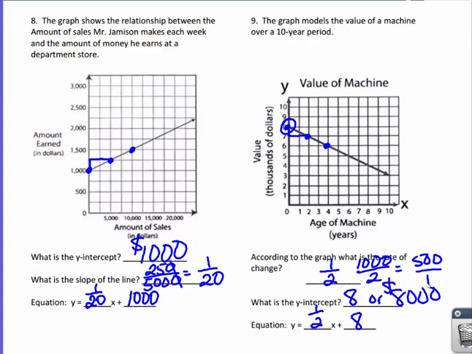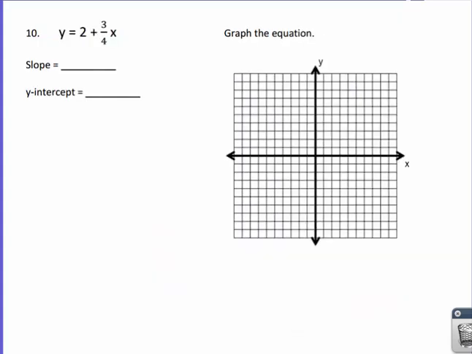Okay, we have one last question to do, and that's number 10. From this equation, what is our slope and y-intercept? We need to remember the slope is always the value that is with our x. So our slope in this case is 3/4. Our y-intercept is 2. Now to graph that, it's real simple. We start with the y-intercept. So we come up here to 2 and we put a dot.